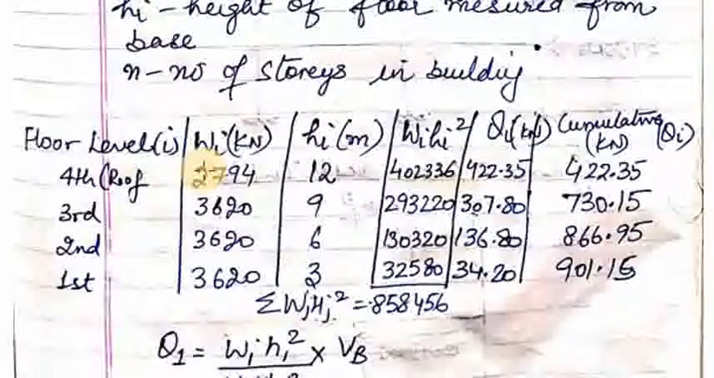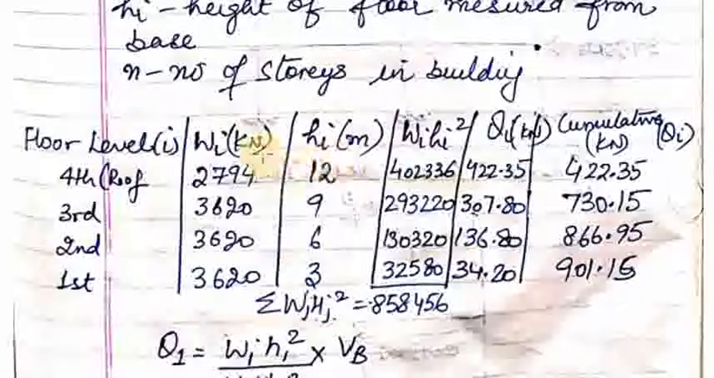Now, one thing that should be kept in mind, we need to write the Hi from the ground. For the first floor, it is 3. For the second floor, it is 3 plus 3, 6. For the third floor, the height from the ground is 9 meters. And for the roof or fourth floor, the total height from the ground is 12 meters. Now, we need to write the heights from the ground.